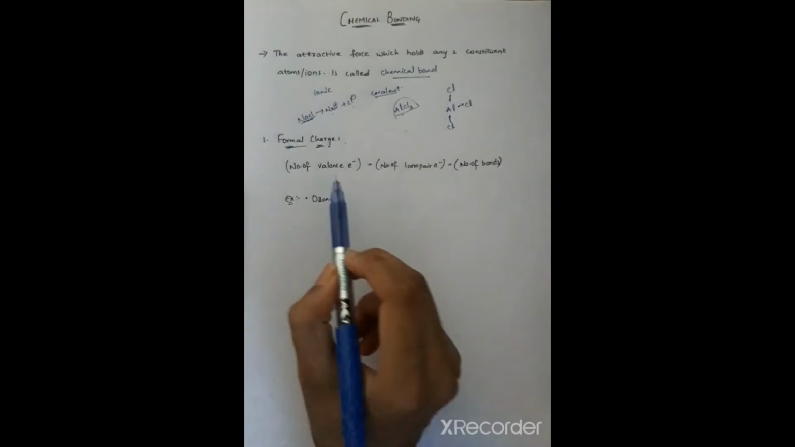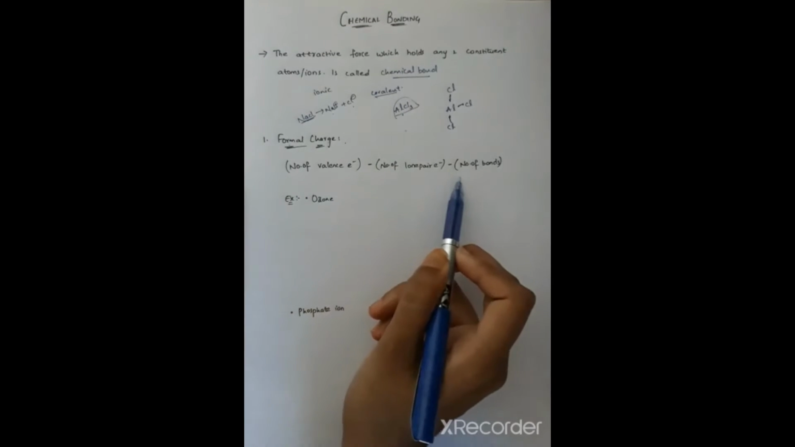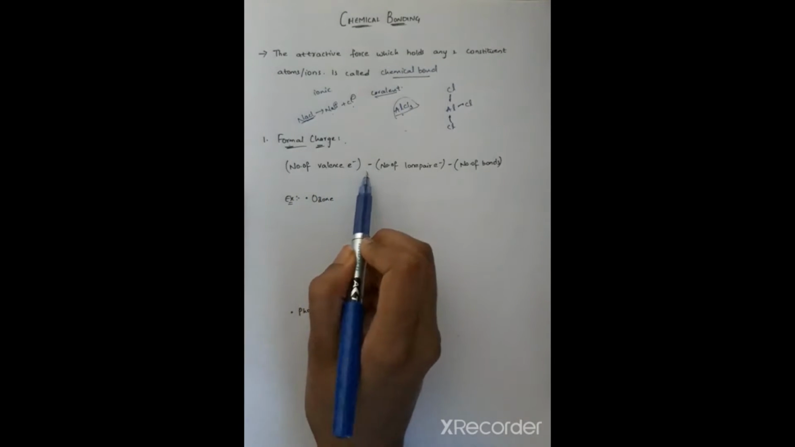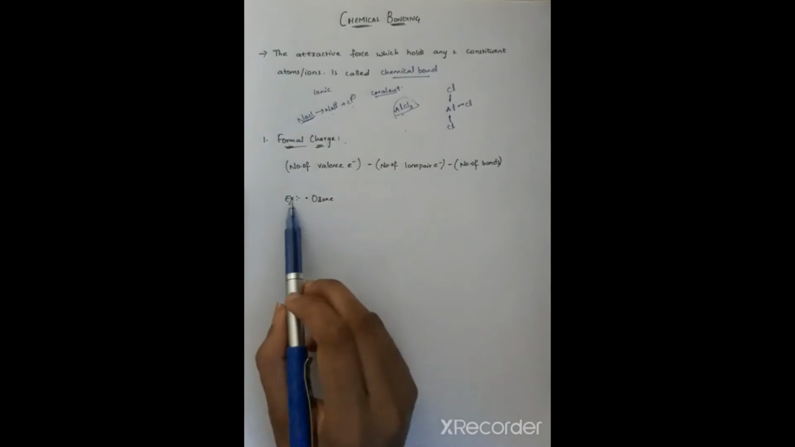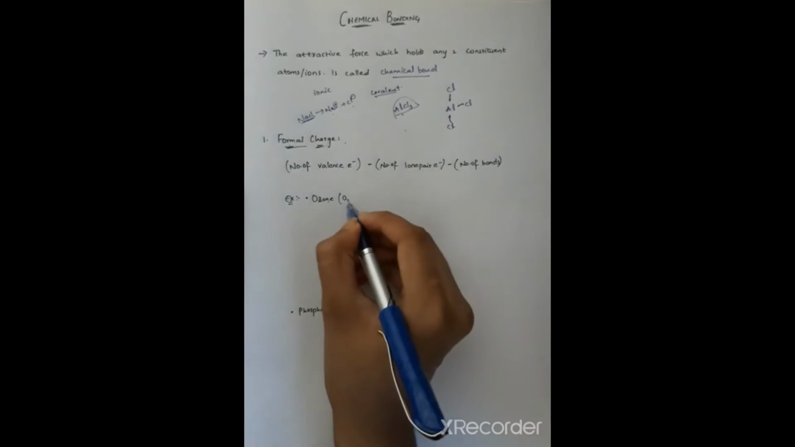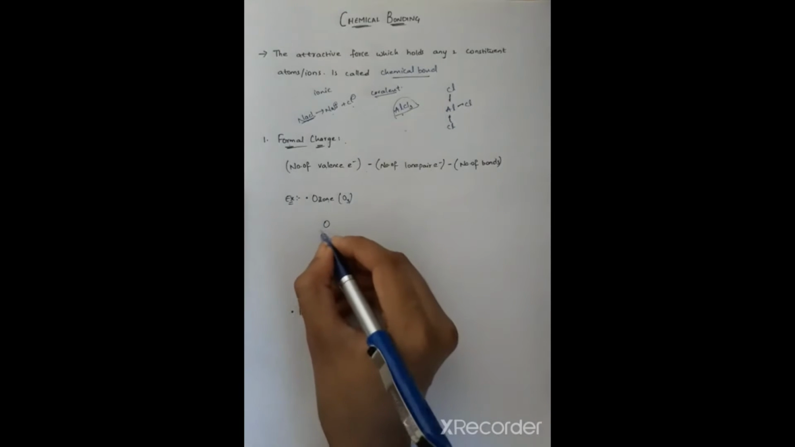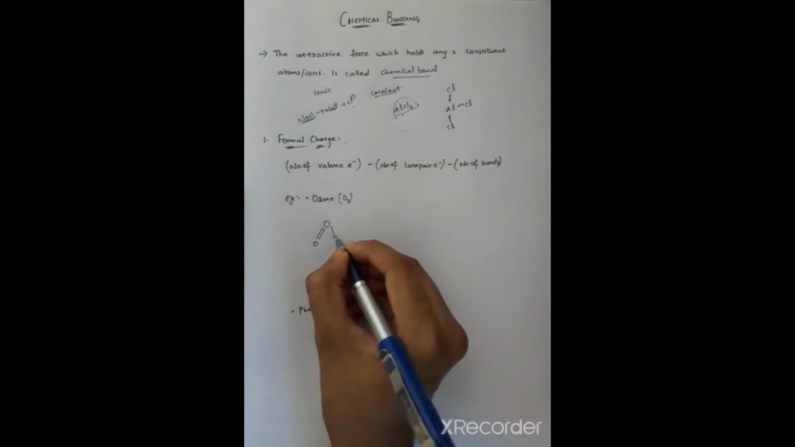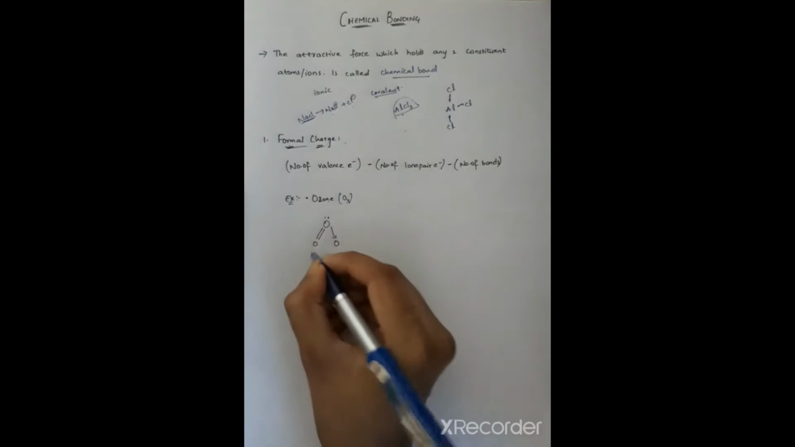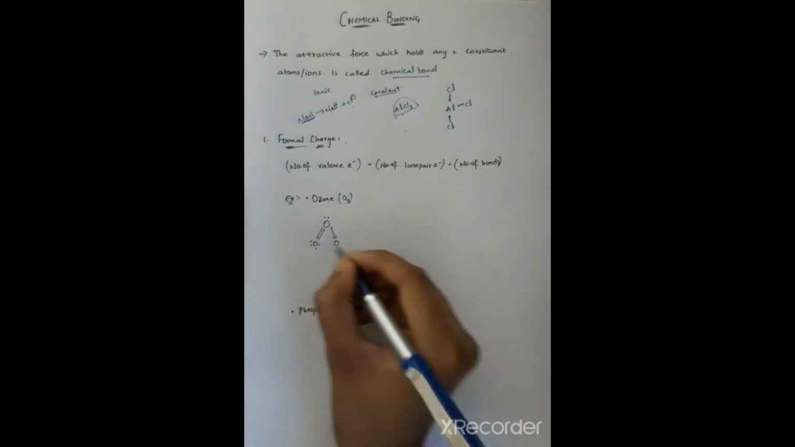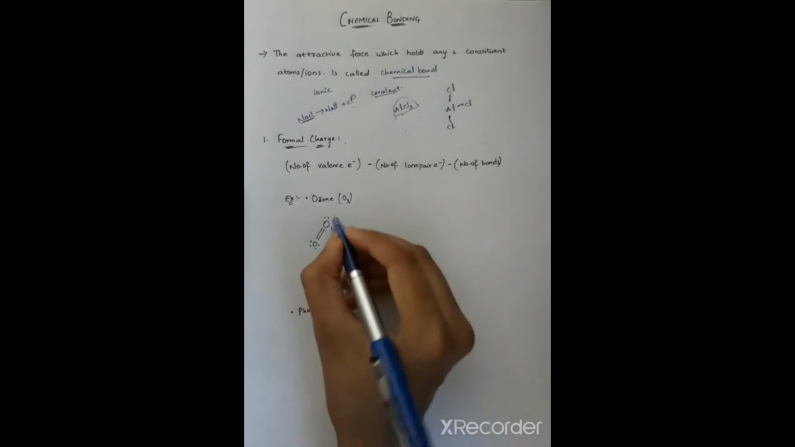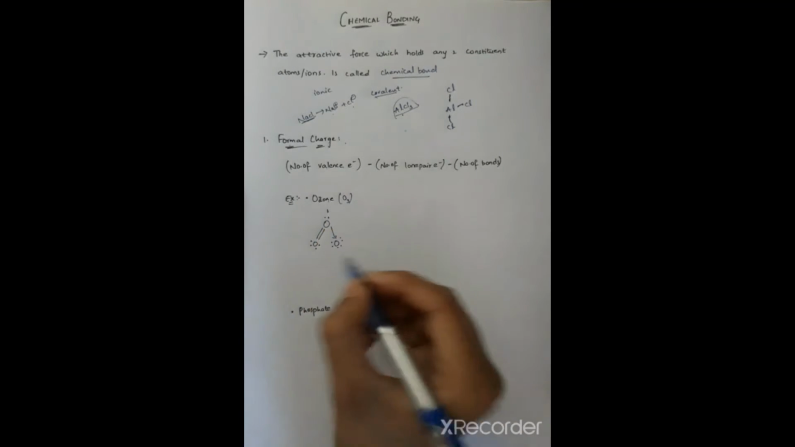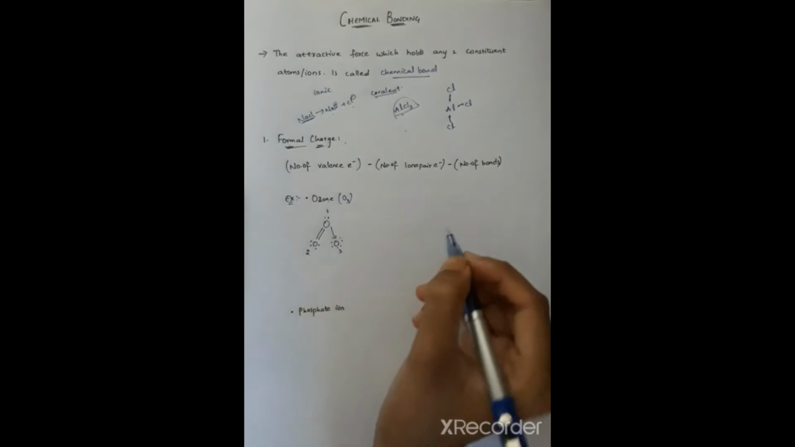Formal charge. This is the formula of formal charge: number of valence electrons minus number of lone pair electrons minus number of bonds. For example, if you take ozone, O3, this is the structure of ozone. I'll represent this oxygen as 1, this as 2 and this as 3.